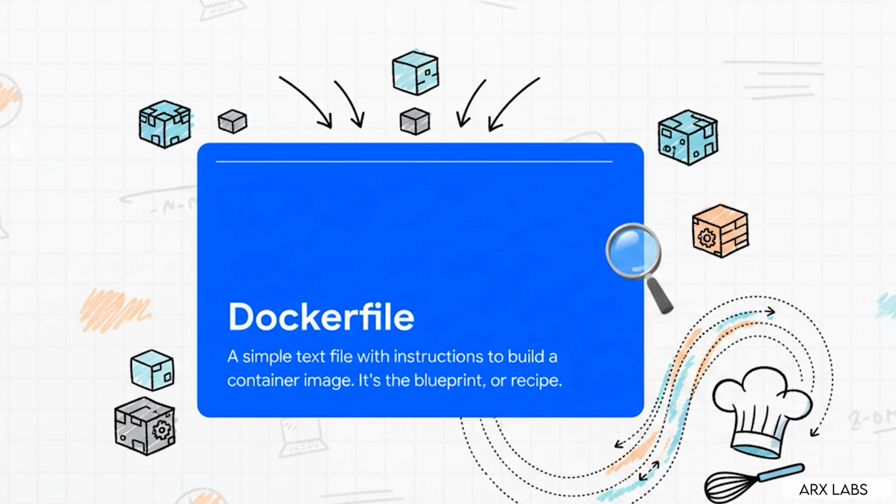So how do you make these perfect little portable boxes? That's where the Dockerfile comes in. It might just look like a plain text file, but don't let that fool you. It's incredibly powerful. It's the blueprint, the step-by-step recipe that tells Docker exactly how to build your application's environment into a single, reusable thing called an image.